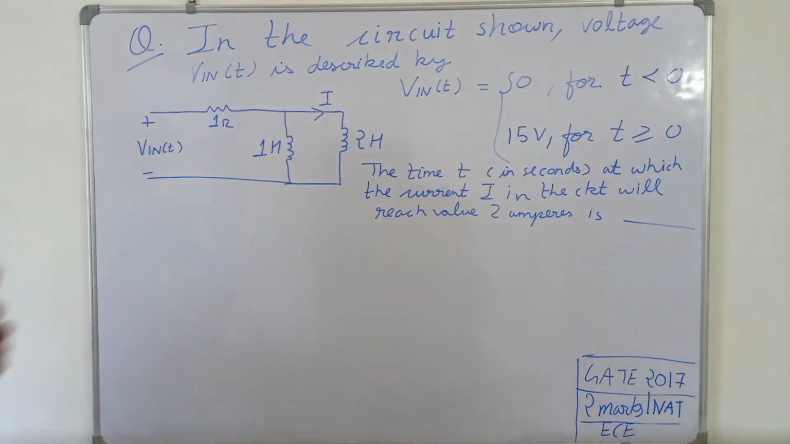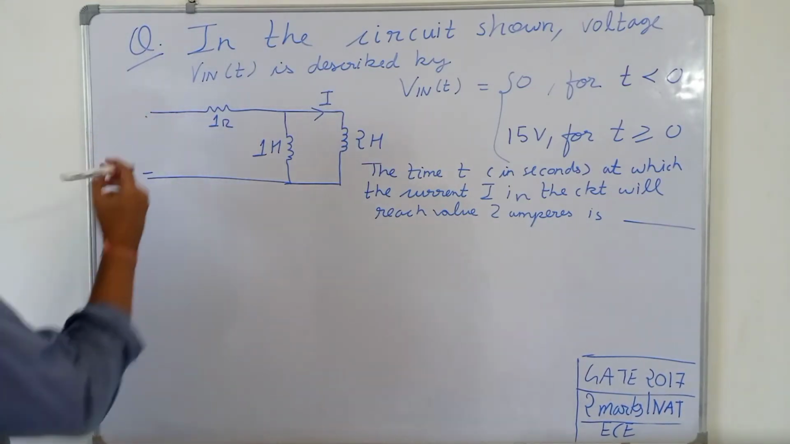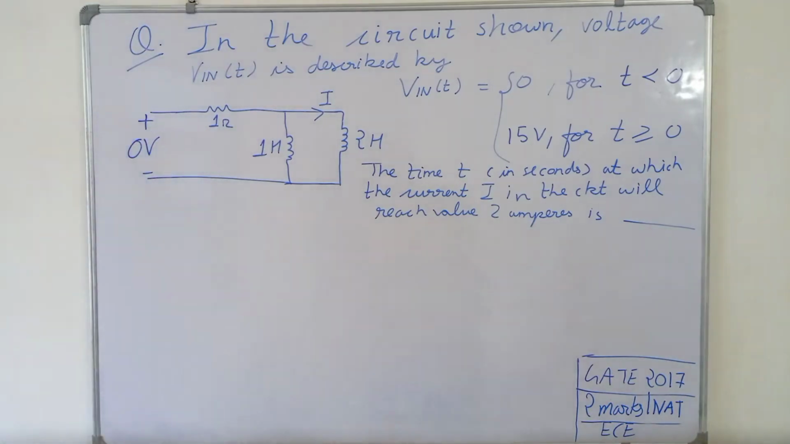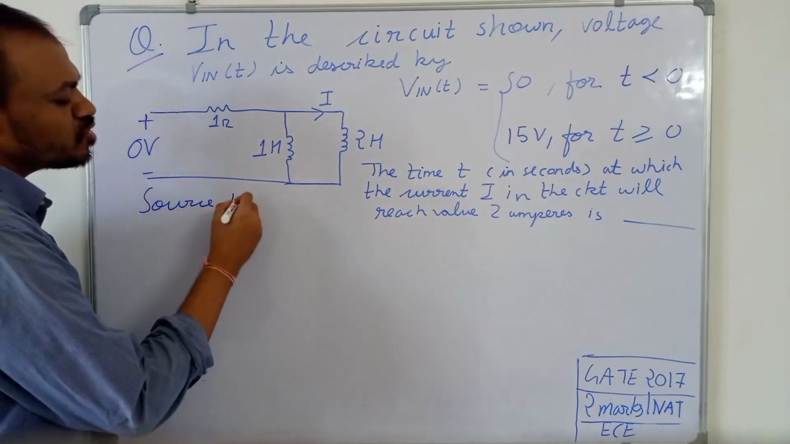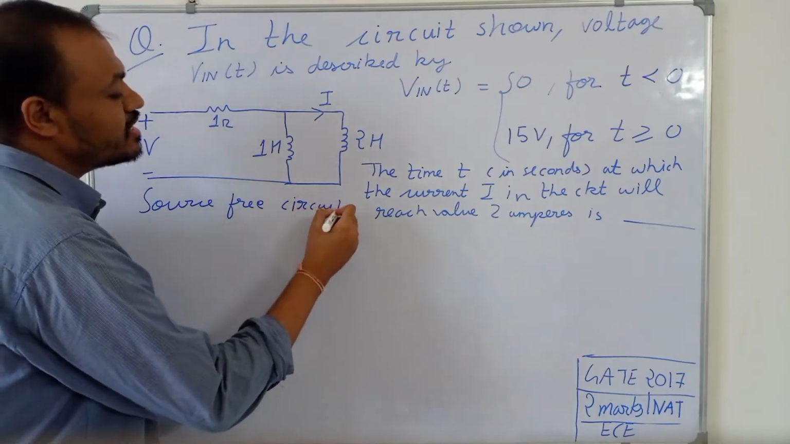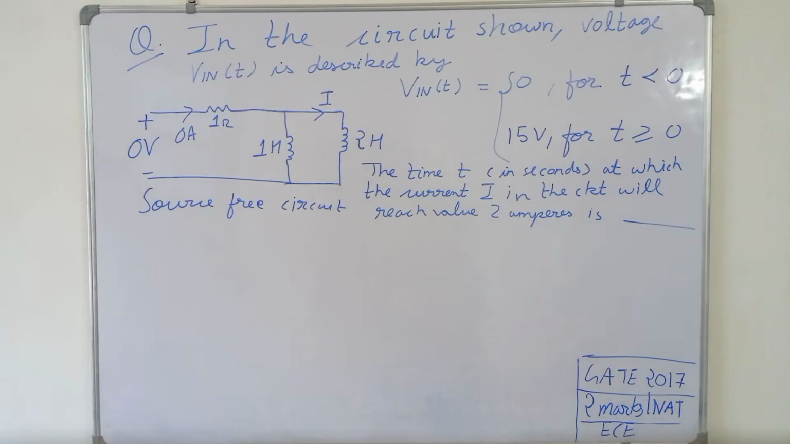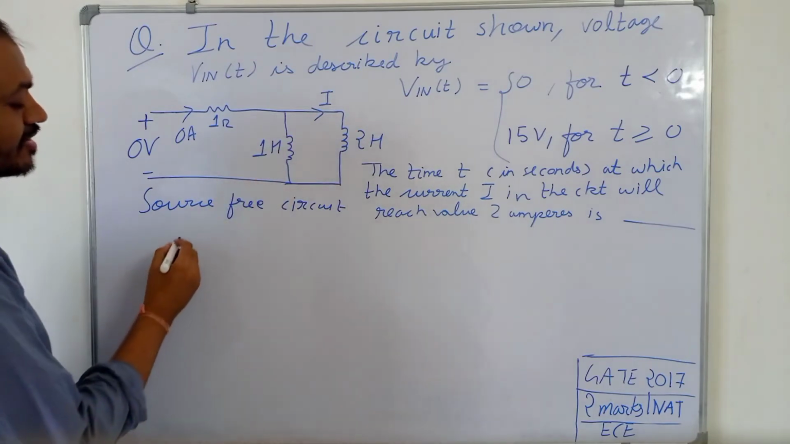then this is 0 volt for t less than 0. Okay, so this is 0 volt, so this is a source free circuit, because there is no source to supply energy. So this current will be 0 ampere, and so the currents across these two inductors will also be 0 ampere.